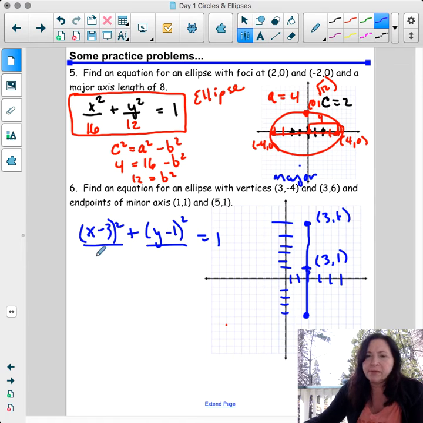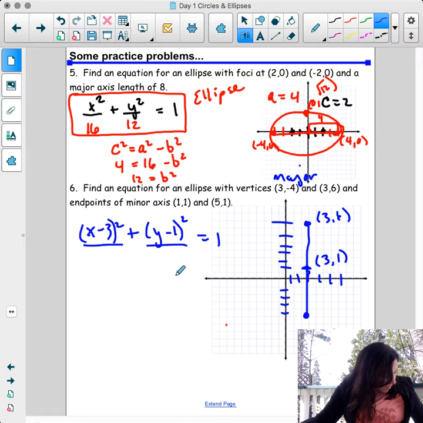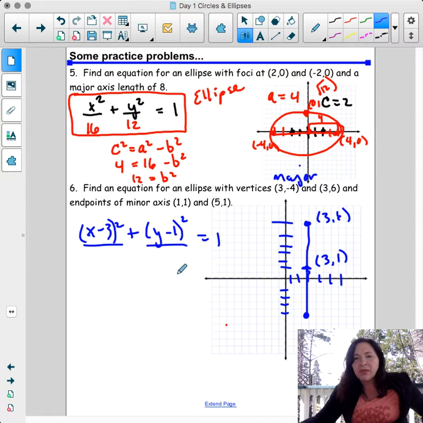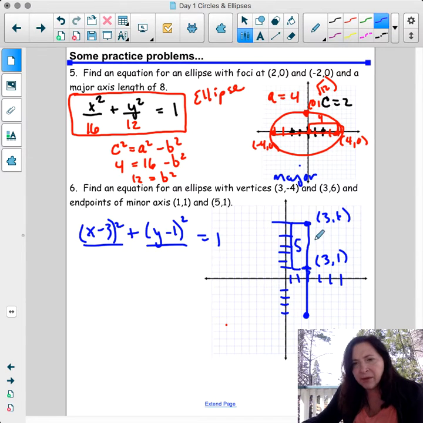Now I've got to find my x and y denominators. I know that my major axis is 10, which means that this a value from here to here is 5. And because my vertices right here are on my major axis, that means that 5 squared is going to be 25, which goes right here.